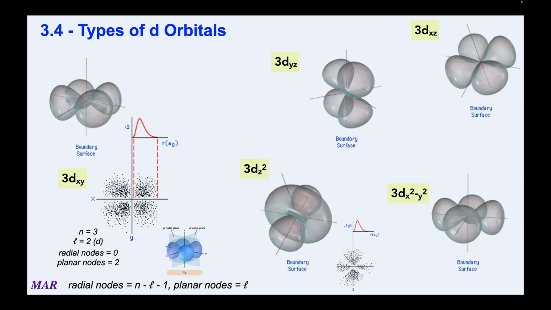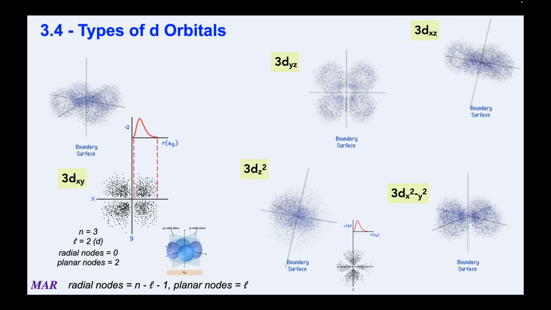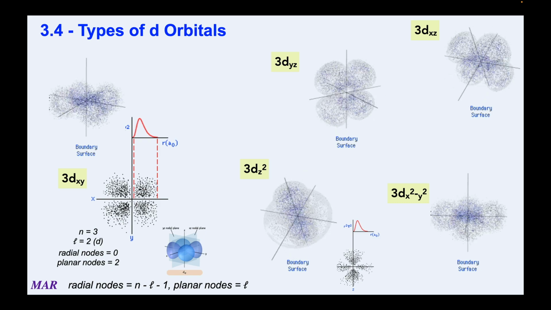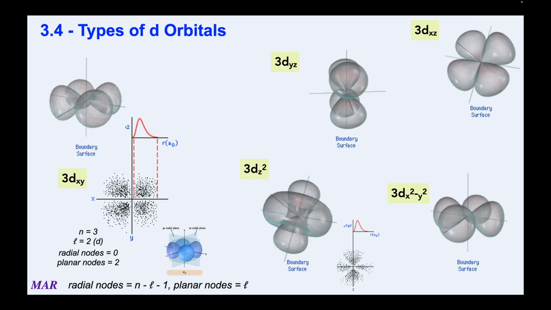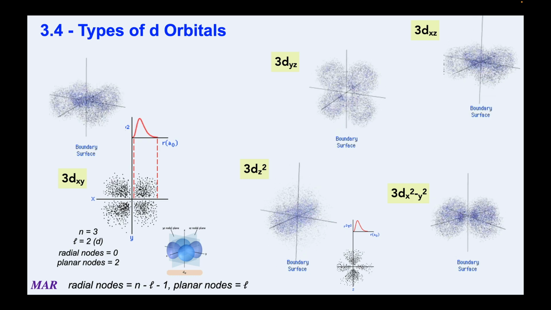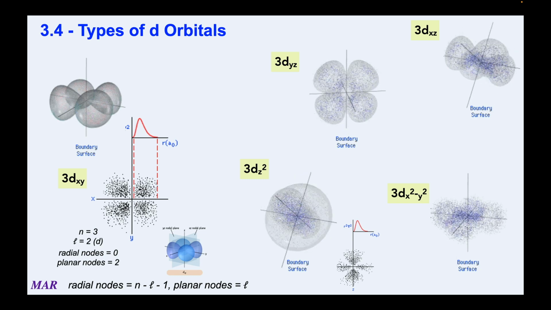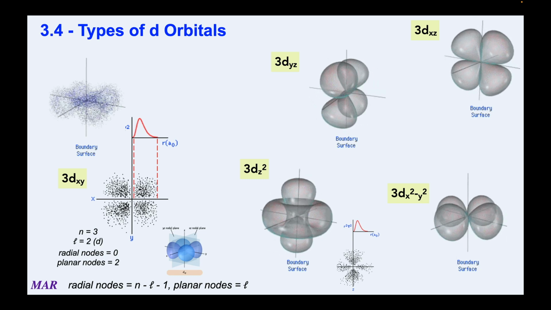So again, just remember that when you have a d orbital, that means L equals 2. And m sub L goes from minus L to plus L, which would be minus 2 to positive 2: minus 2, minus 1, 0, plus 1, plus 2, 5 d orbitals. And this is what we're seeing here. So each of those has a different m sub L value. That's why there's 5 of them. They're kind of cool to look at.